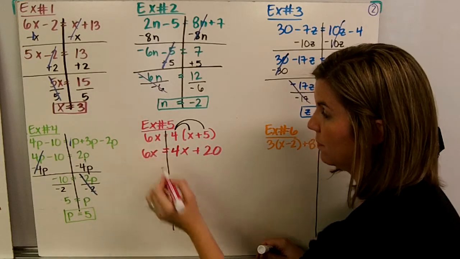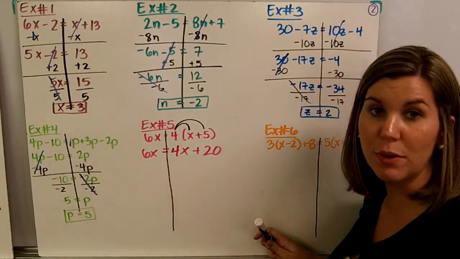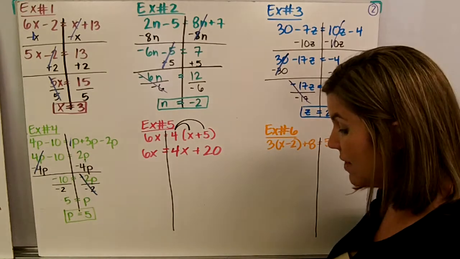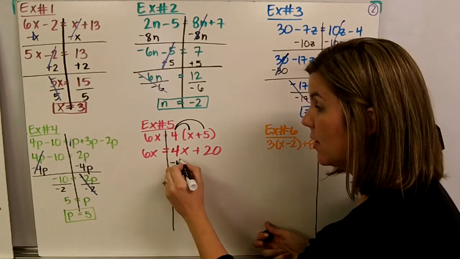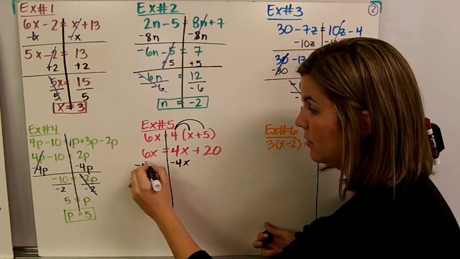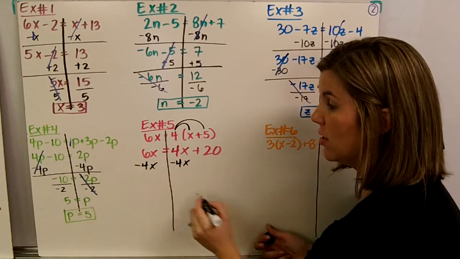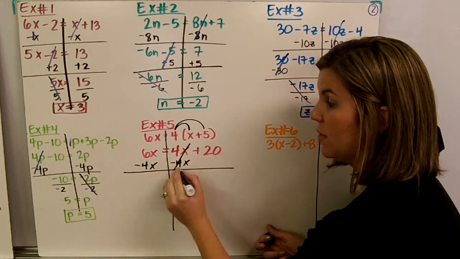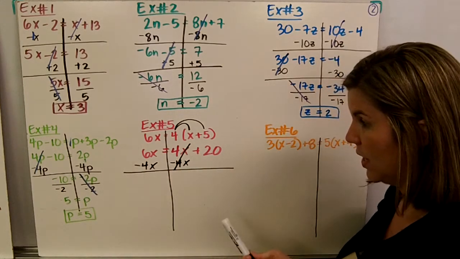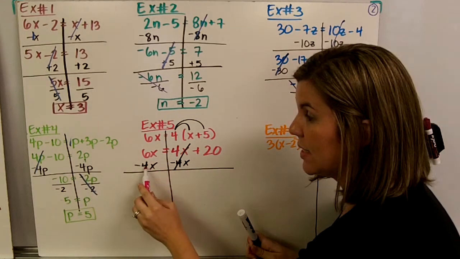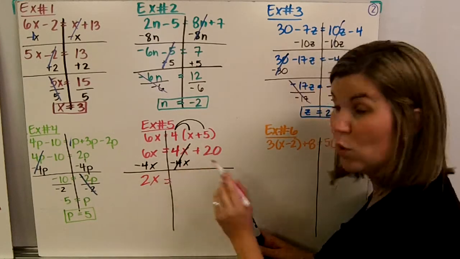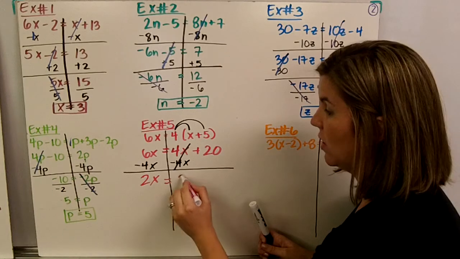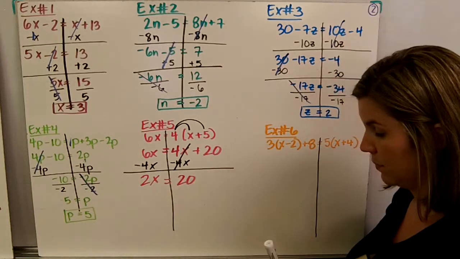6x comes down. I have variables on both sides of the equation. I need them all on one side. So I'm going to subtract 4x from both sides. That's going to move my x's all to the left. These will cancel. 6x minus 4x is 2x. The 4x's canceled, so I still have 20 on the right side.